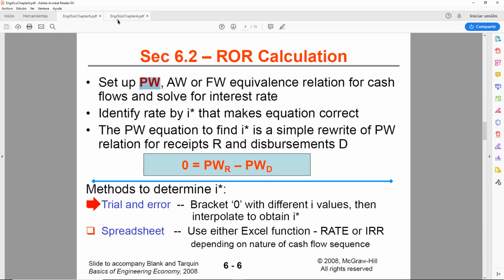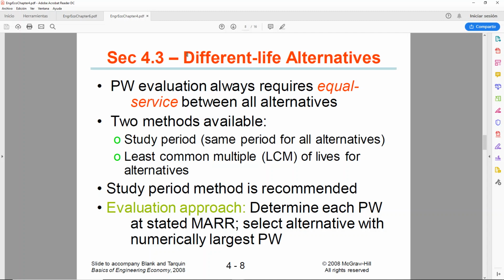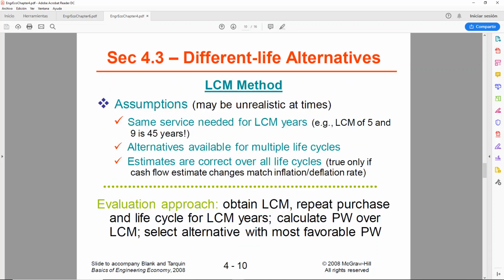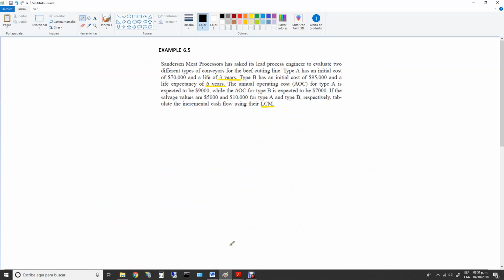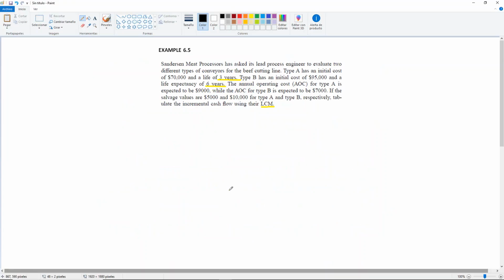worth. If we go back to chapter 4, we're going to see that whenever we have different life alternatives for the present worth method, we must always have equal service. That means that if the lives are different, we have to make them equal. So one of the methods here is the LCM. So we're going to have to go with that. If we have any different lives in our problems, we cannot tabulate them using the shortcut from example 6.4. So in this case, we would have to go with the LCM.